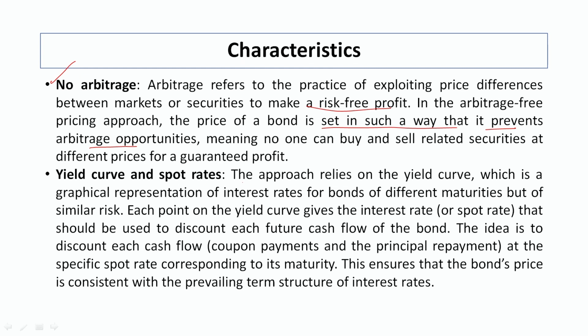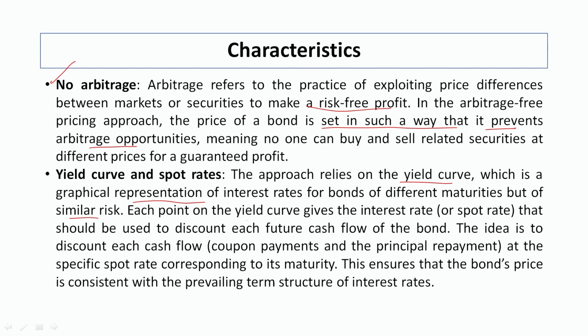Here we have to rely on the yield curve, which is a graphical presentation of interest rates for bonds of different maturities but of similar risk. So, we have to identify the yield curve and on the basis of that go for the calculation. In this yield curve, we are presenting the spot rates, or the interest rates of similar risk nature, in a proper graphical manner.